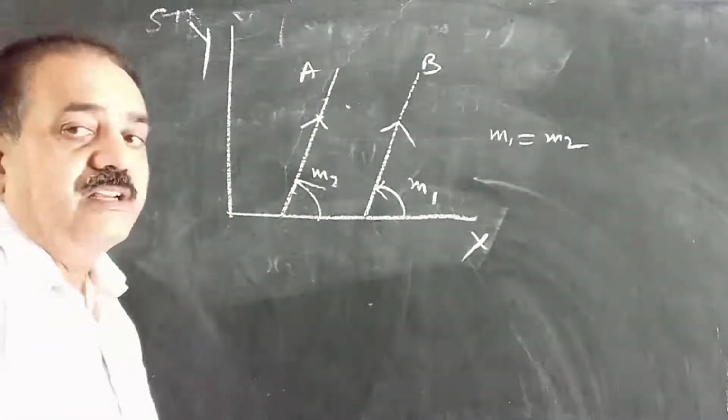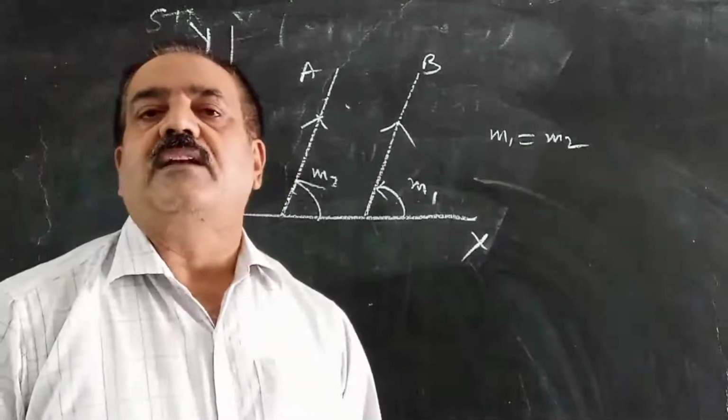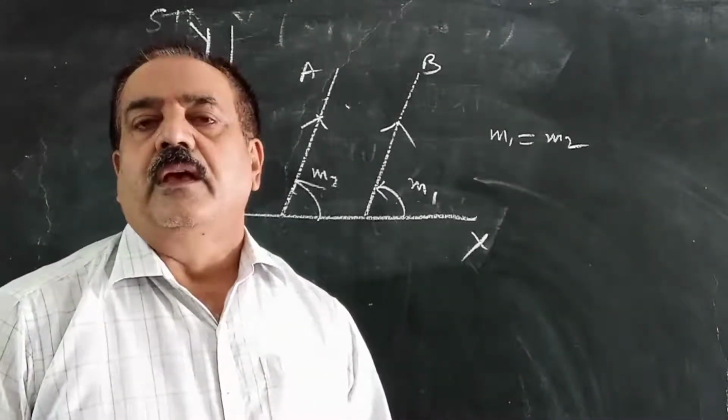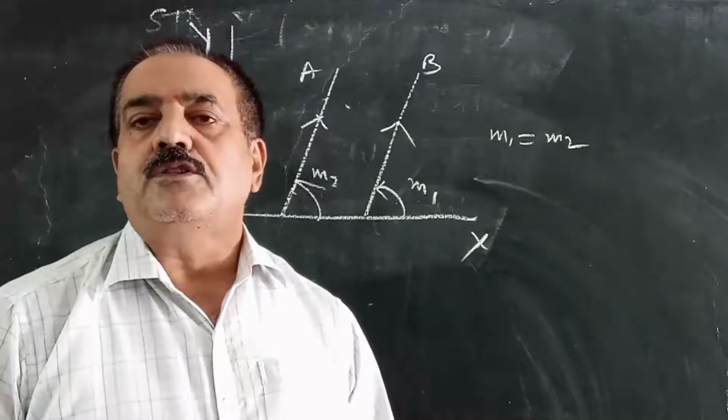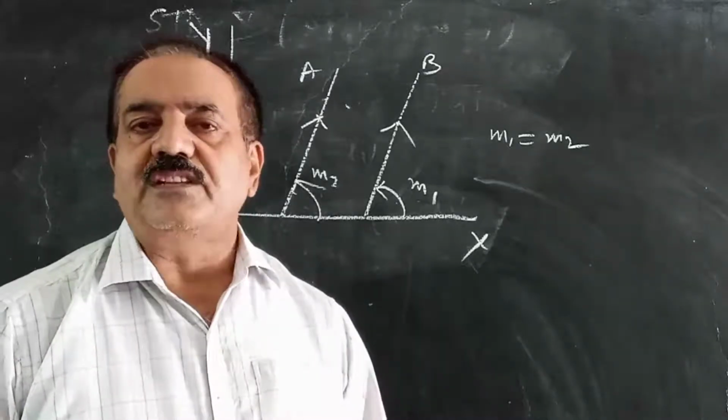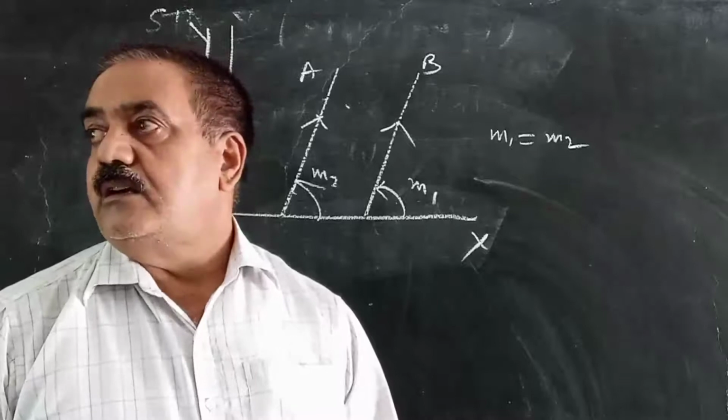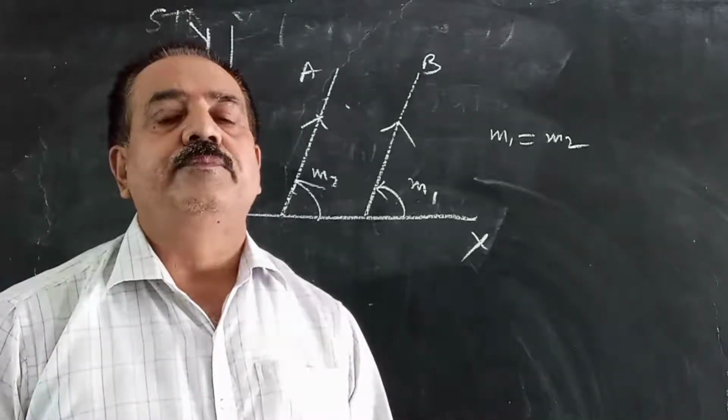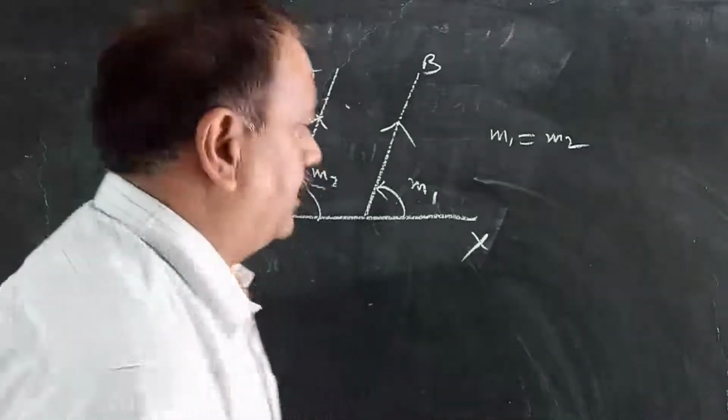So what is the condition? Two straight lines are said to be parallel if their slopes are equal. This is the condition. Two straight lines are said to be parallel if their slopes are equal.